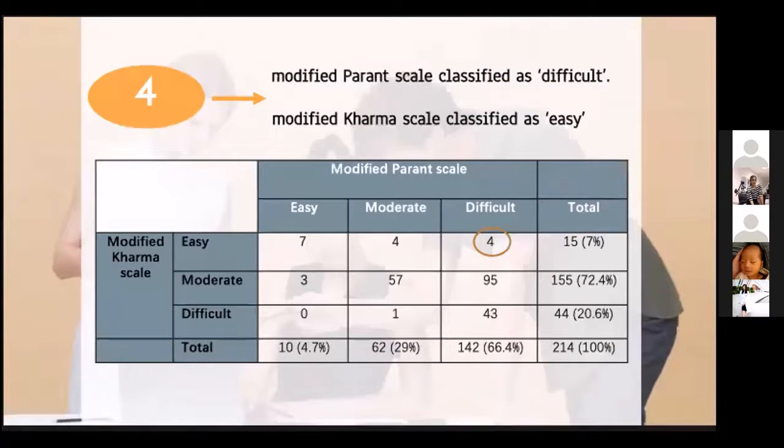It was also found there were 4 cases classified as easy by the modified Kara scale but difficult by the modified Parant scale, possibly because, in the dentist's opinion, assessing divergent, curved, or bulbous roots carries more risk of complications, as a result of the position of the tooth in the panoramic image overlapping with the anterior ascending ramus or external oblique ridge. So we didn't know the actual location of the impacted tooth.